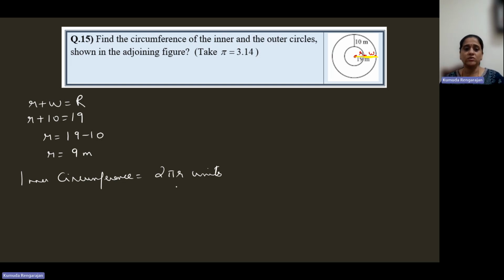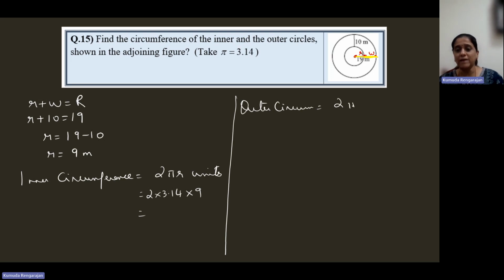Then you'll have to substitute 2 into pi, which is given as 3.14. So please use 3.14 into r, which is 9. Then how do you find the outer circumference? Outer circumference is equal to 2 pi capital R. So 2 into 3.14 into capital R, 19. So what's the unit? Meter.